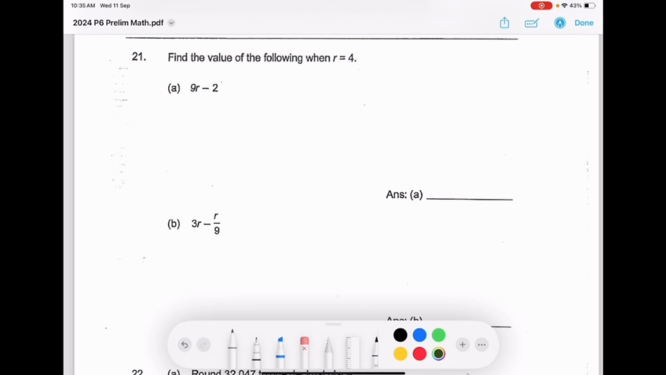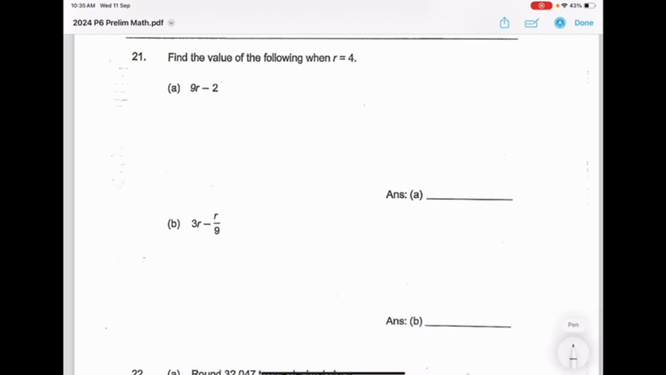Okay, moving on to question number 21, we have A and B over here. It says find the value of the following when R equals to 4. So whenever we are faced with an algebra question, we want to write down the statement first, and then what we want to do is to replace. So instead of 9R, what we have is 9 times 4 minus 2. When we have this, what do we do? We multiply, so that will be 36 minus 2, and that would just give me 34. And this is your answer for A.